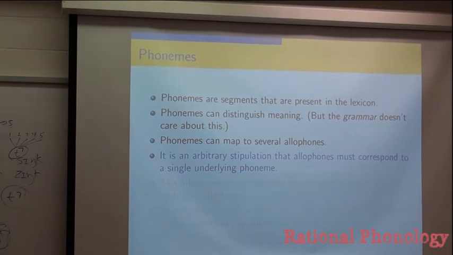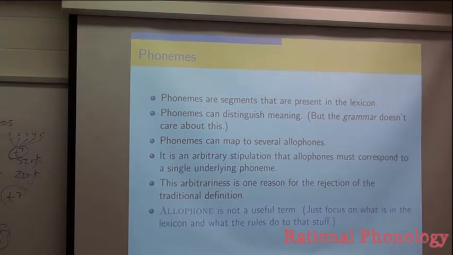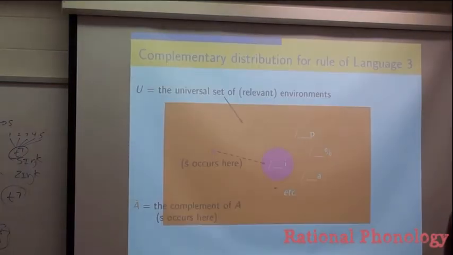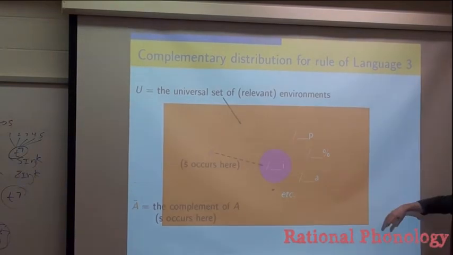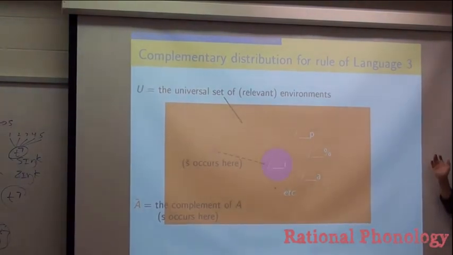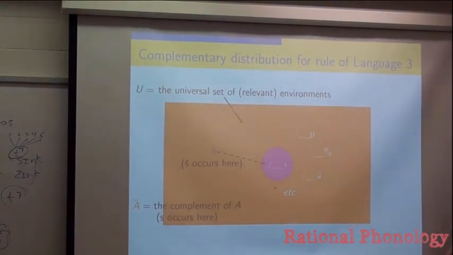But I think it just confuses things to have these definitions rather than think about it in terms of mappings of segments to other segments. All right, so what I want to say is allophone's not a useful term, just focus on what's in the lexicon and how it comes out. So here's a picture where we think of the orange as a set of environments, the ones that you happen to be interested in.